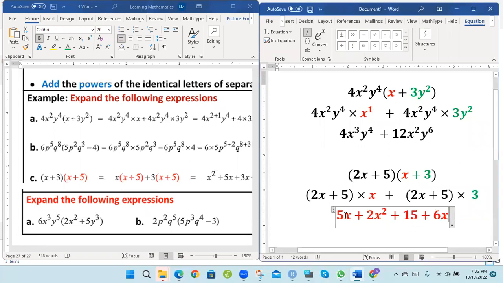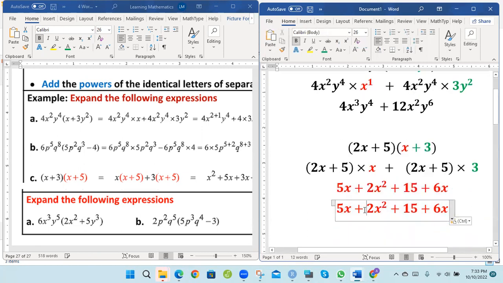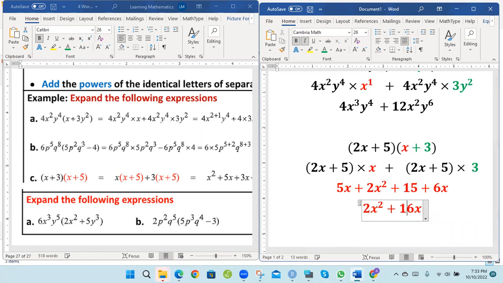And now the 5x and the 6x, they can add because they are like terms. So we're going to get 2x squared plus 11x, because 5 and 6 is 11, and the plus 15.